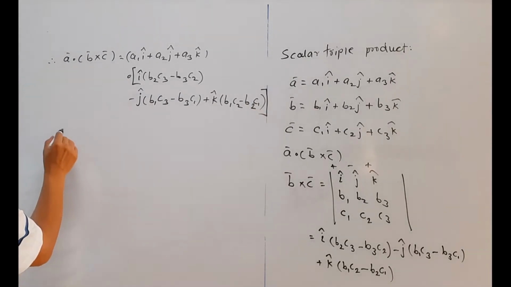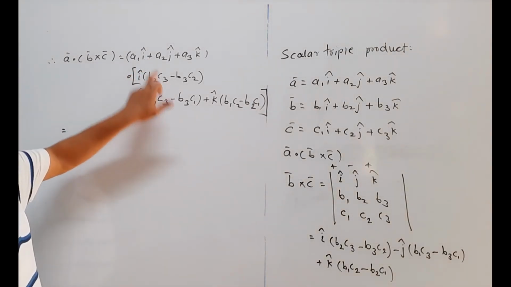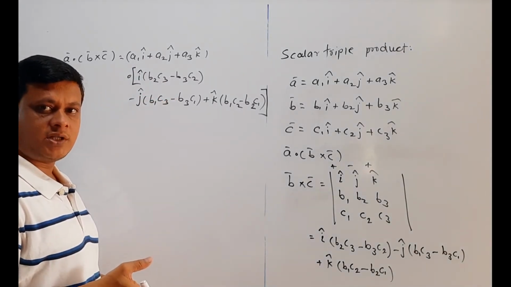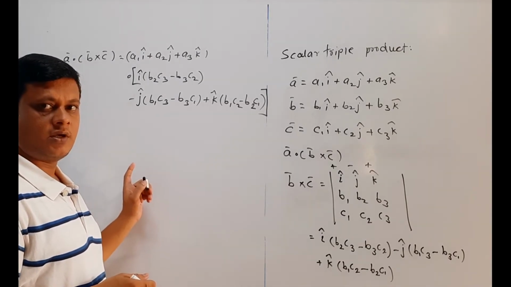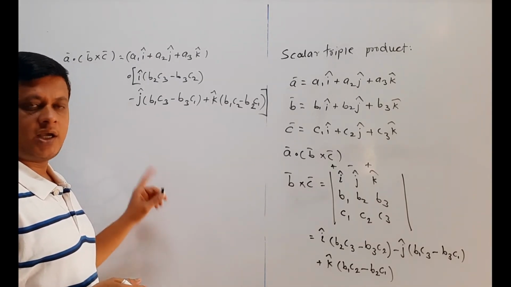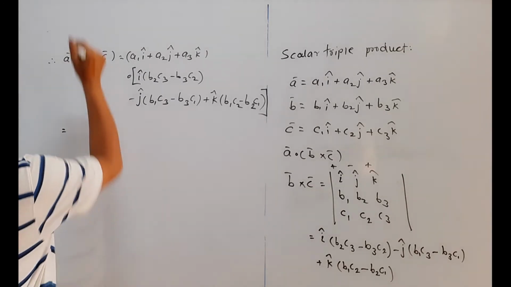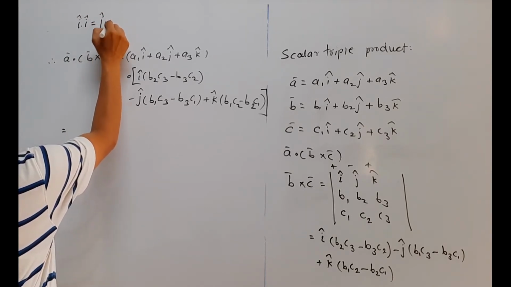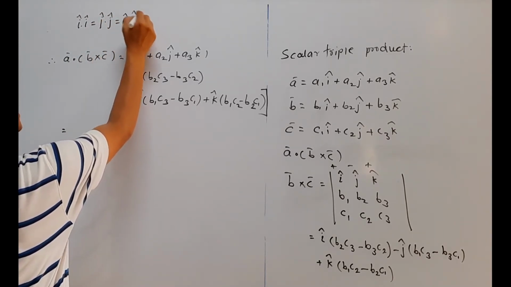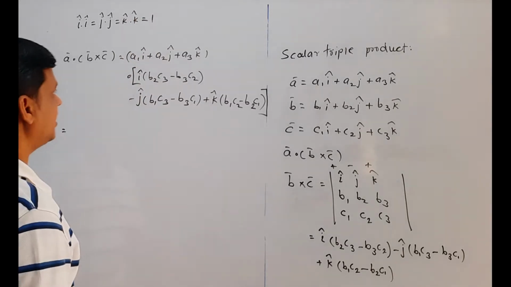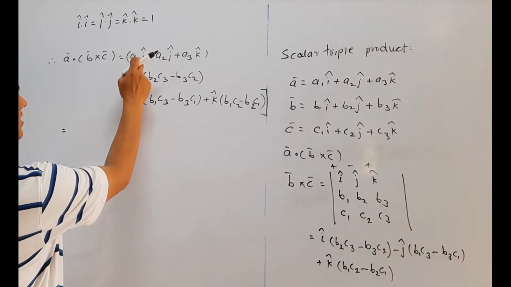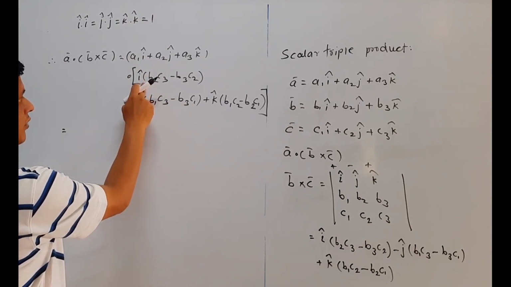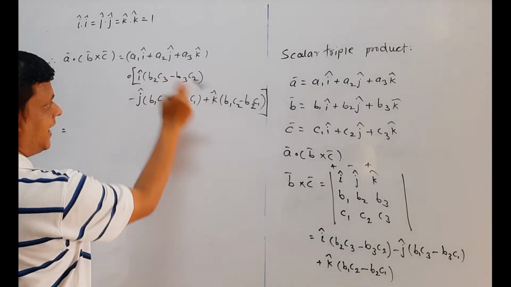Now we have to take the dot product between these two brackets. So we use a shortcut here. We know that i dot i is 1, j dot j is 1, k dot k is 1. i dot j is 0, i dot k is 0. So using that concept, or you can write i dot i is equal to j dot j is equal to k dot k is equal to 1. So if we multiply this a1i to these three terms, i dot i we get 1, i dot j we get 0, i dot k we get 0.